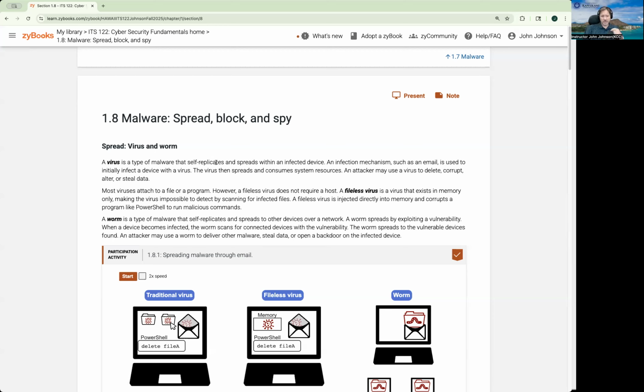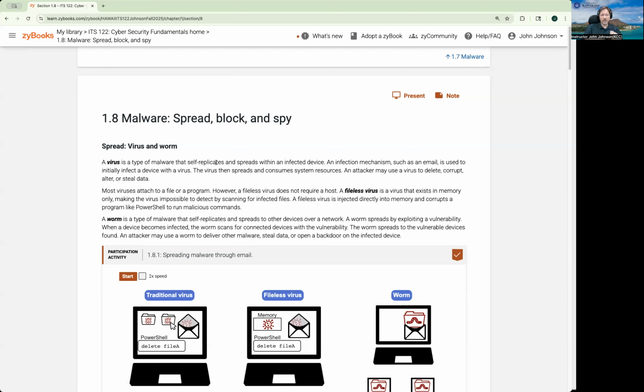So a virus, it's a type of malware where we talked about in our last lesson, we said it's malicious software. So this malware, what it does is it self-replicates. So generally what happens is you've got an infection mechanism like email. That's how your thing is going to initially get into a system. So if you click on something and it puts a virus on your system, usually what happens is that virus is going to spread and it's going to consume system resources, and that's why you call it a virus.